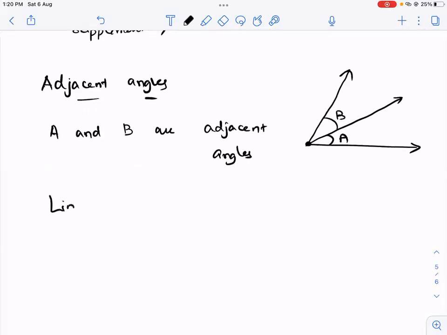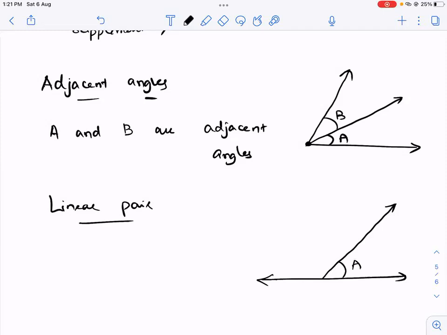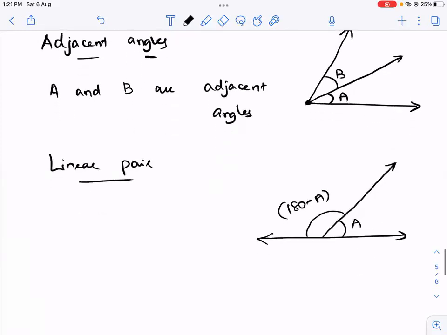Okay. Next is a linear pair. So linear pair has something to do with supplementary angles. So if there is a line, on this line, you are able to draw a ray. If I take this angle to be A, then how much will this angle be? It is 180 minus A, because the sum of both those angles should be 180 degrees as they form a straight angle. Is that right? So there is an axiom called the linear pair axiom.